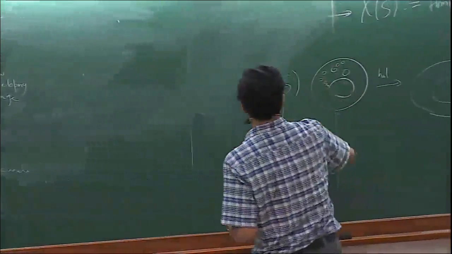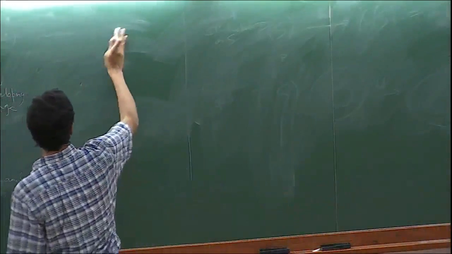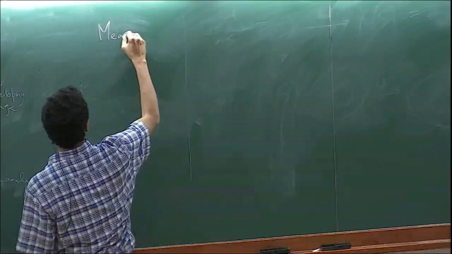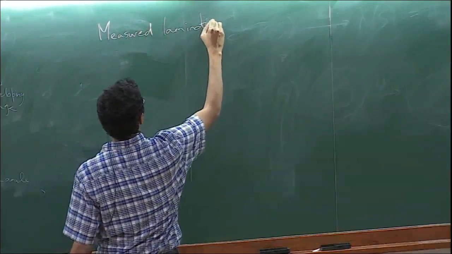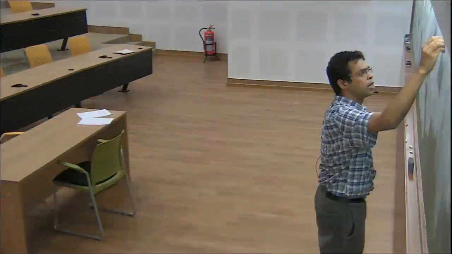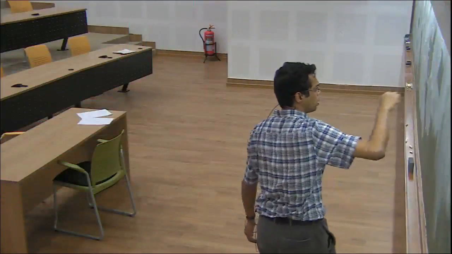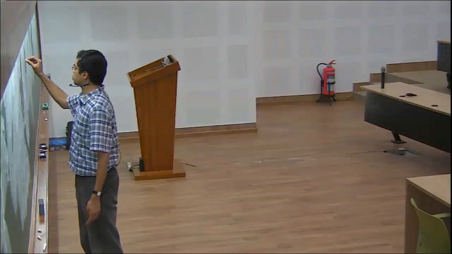But now you can do more, you can graft along limits of such simple closed curves. So this is one innovation of Thurston. So you can graft along what are called measured laminations. So what is a measured lamination?